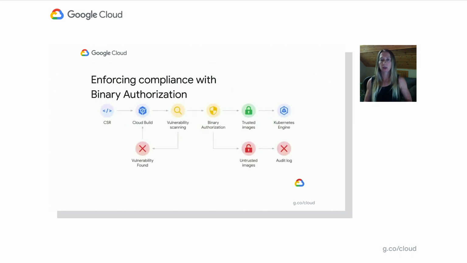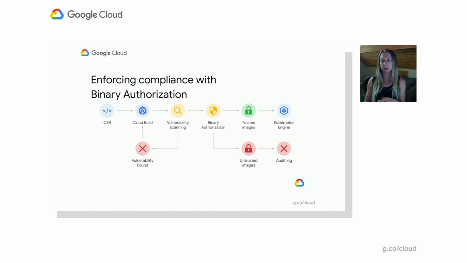So let's put all this together. When code is checked into GitHub or your source code repository, it triggers a build in Cloud Build. Cloud Build then generates a new container image. It will create a build record that contains information on the image, including the location and the source code from which the image was built. And then that triggers a vulnerability scan.